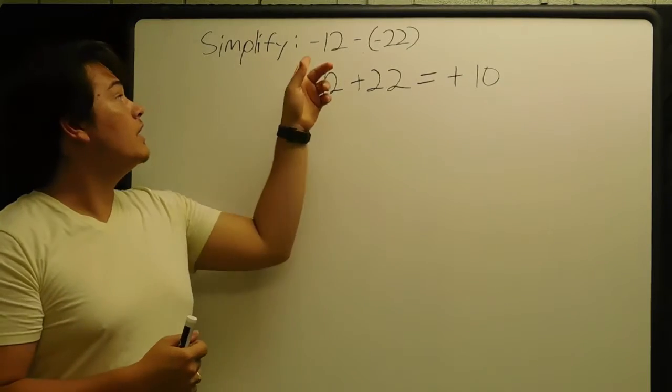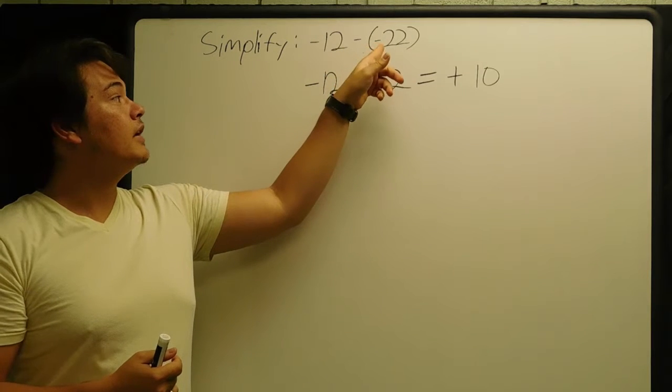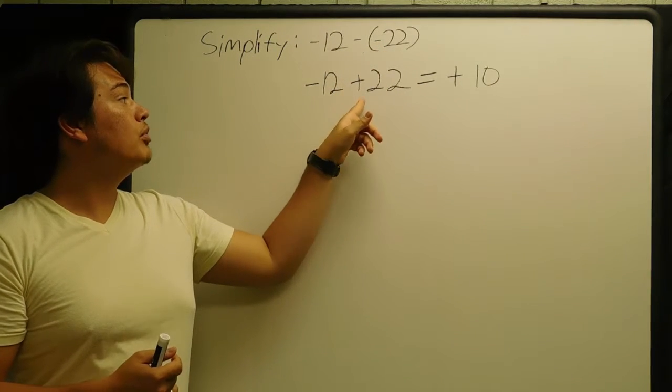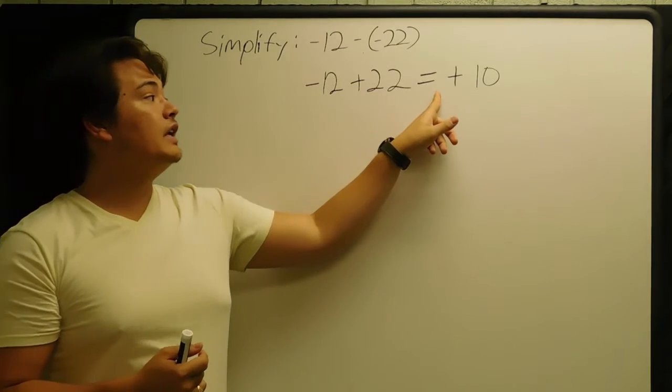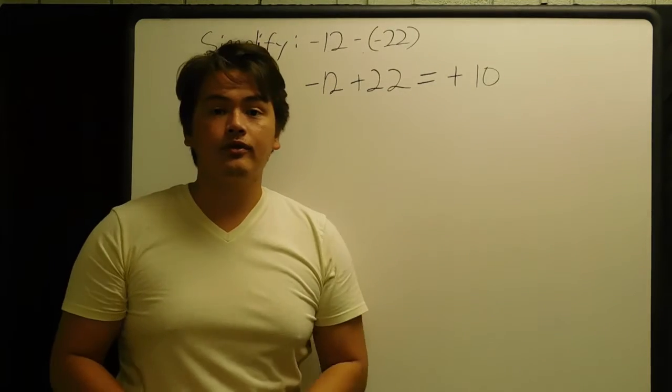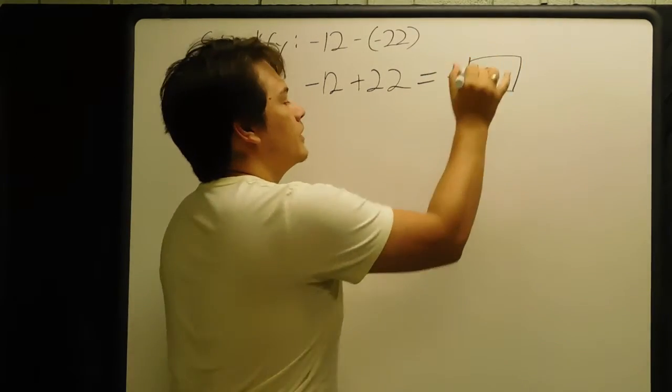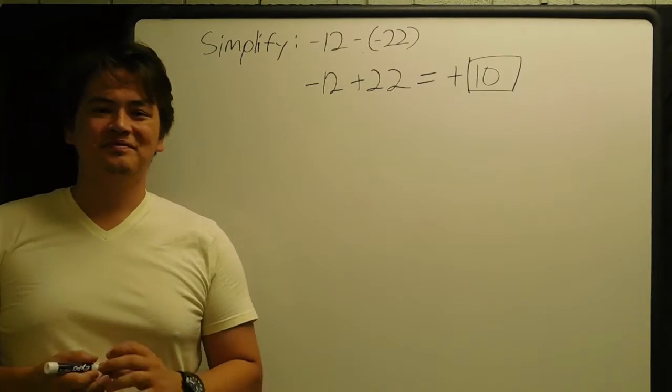So there you have it. Negative 12 minus negative 22 would make this negative 12 plus 22, which is going to equal a positive 10, and 10 will be my final answer.